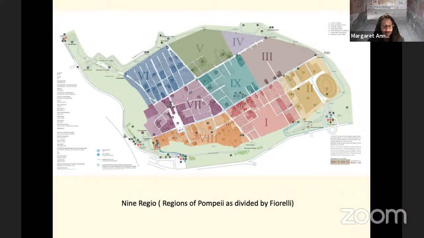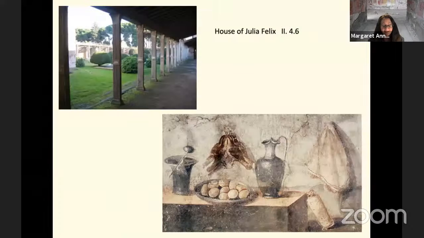For example, a space could now easily be identified using this system, so that Roman numeral 2.4.6 translates to region 2, block 4, entrance 6. In this case, that would be the house of Julia Felix, or the villa of Julia Felix. And you see the courtyard peristyle from Julia Felix and one of the frescoes from that structure.